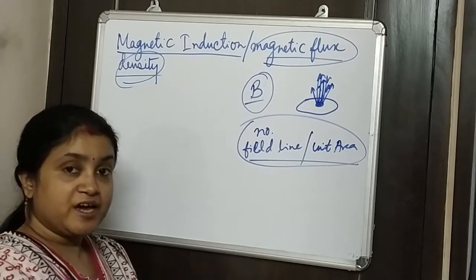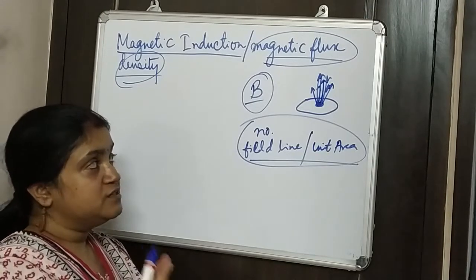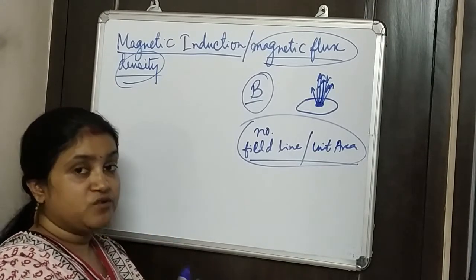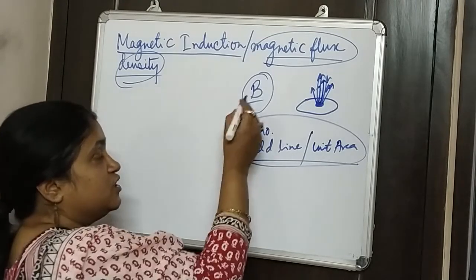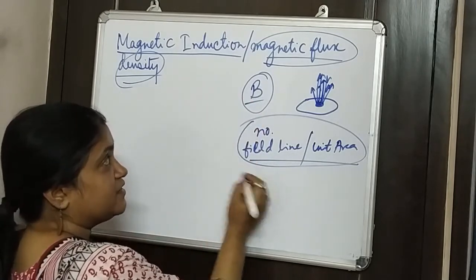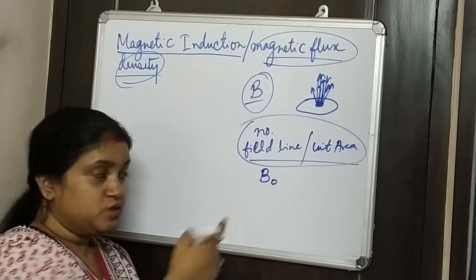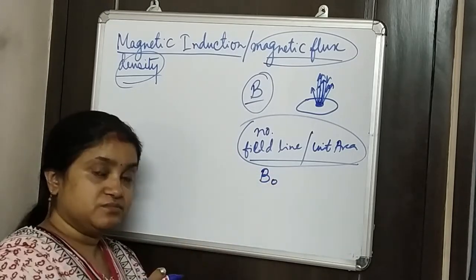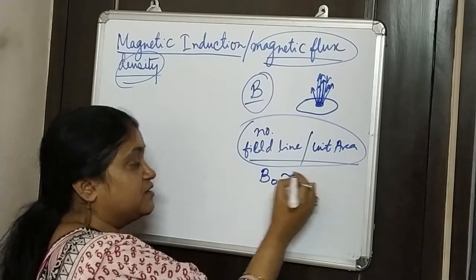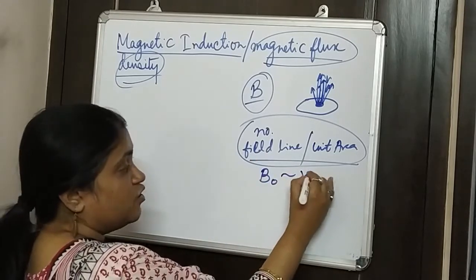In case of a vacuum, not any particular material, we denote the magnetic flux density for a vacuum with B naught. B naught implies the magnetic flux density of vacuum.